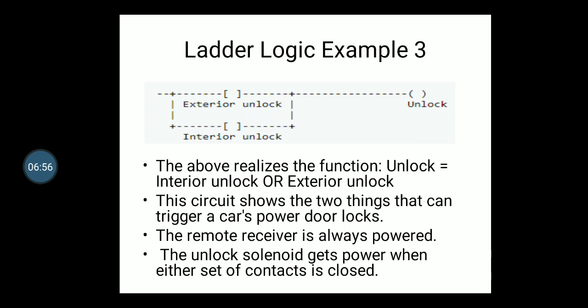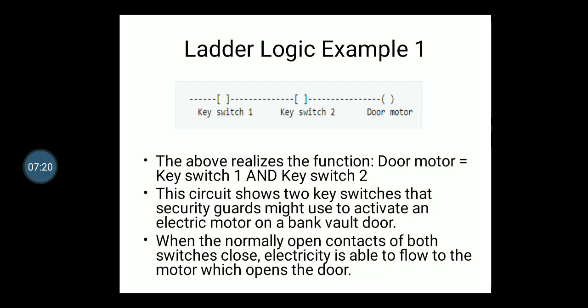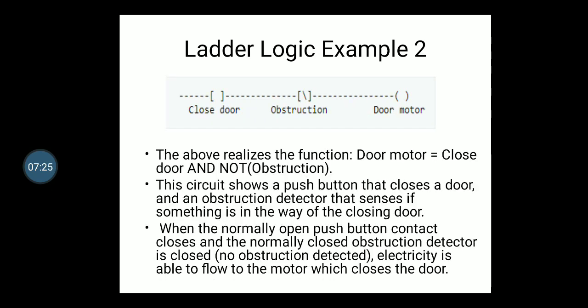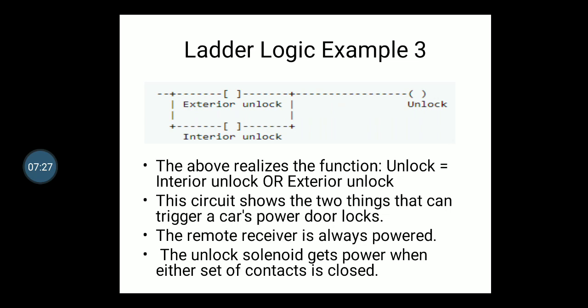Now this is OR logic, right? OR logic means if any one of them is pressed, it will be unlocked. The first one is the exterior unlock, the second one is the interior unlock, right? So if you close this one, the current will flow from here and it will be unlocked. If you close or press this one, the current will flow from here and it will be unlocked. So it is exactly opposite to this one, right? In this case you have to press both. That is AND condition. But in this case, you have to press only one, right?